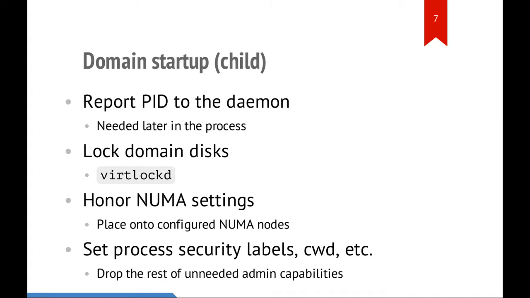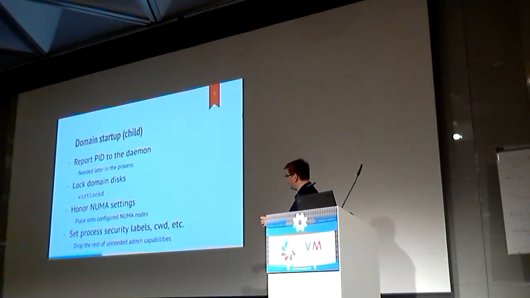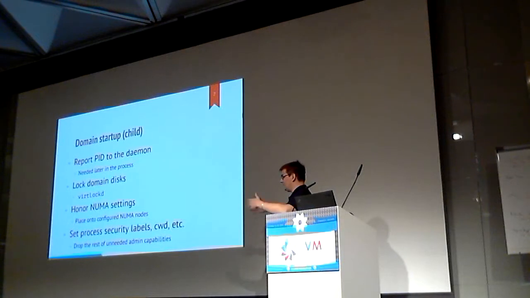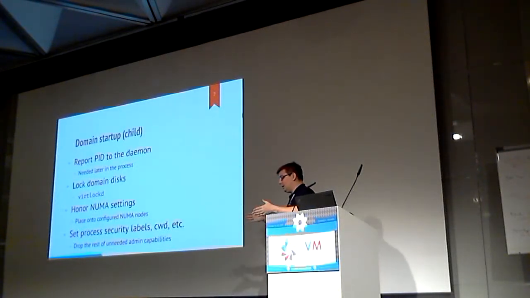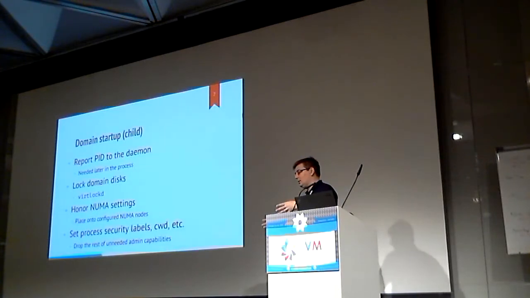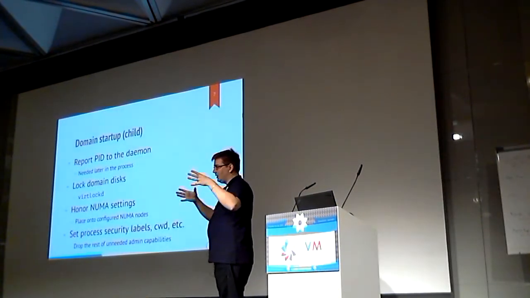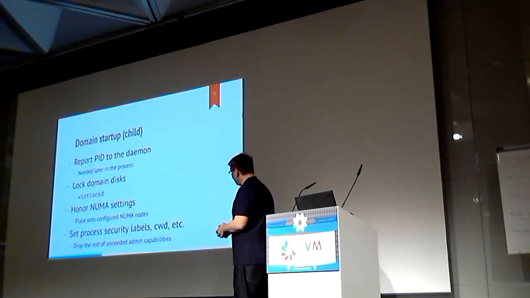Because we want the child to be daemonized, we need to do double forking. Therefore, we need to report the child PID back to the daemon. The child PID is needed because we need it in creating a CGroup, so we can make sure that the emulator is placed into the correct CGroup.